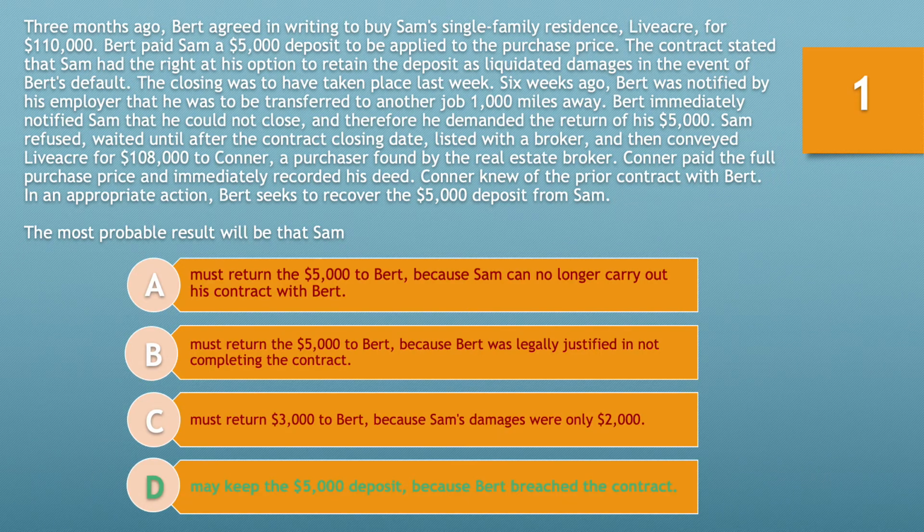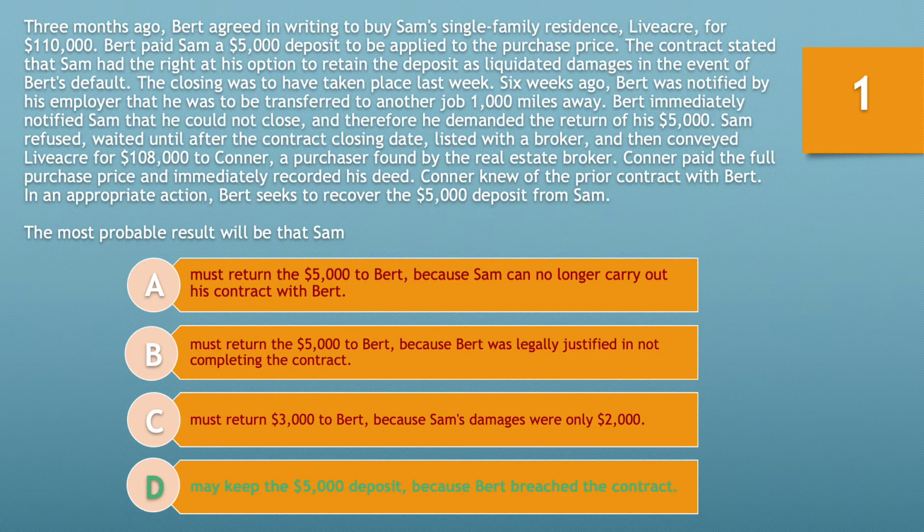If you chose option D, you'd be correct. Sam may keep the $5,000 deposit because Bert breached the contract. To have a valid liquidated damages clause, the following must be in effect: one, damages must be difficult to ascertain; two, the damages must be a reasonable forecast; and three, the damages cannot operate as a penalty.